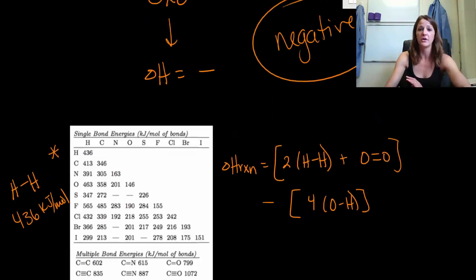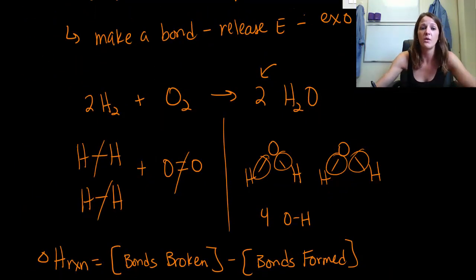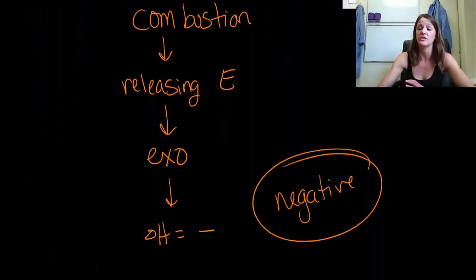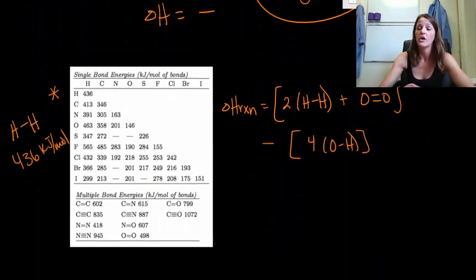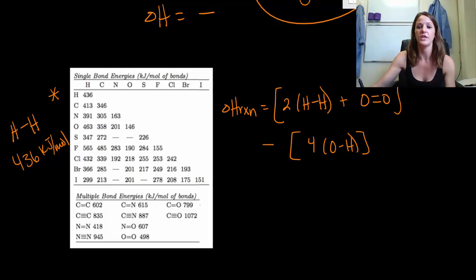All right, so now I want to go back up here and make sure you're with me on that. So let's go back up to our drawing here. So we're saying that we are going to break 2 hydrogen-hydrogen bonds. We're going to break 1 oxygen double bond. And then we're going to create 1, 2, 3, 4 oxygen-hydrogen bonds. So hopefully you're with me on that. If you're not, just stop for a second, go back and draw it out. So that's our formula. This is what we're trying to plug values into.